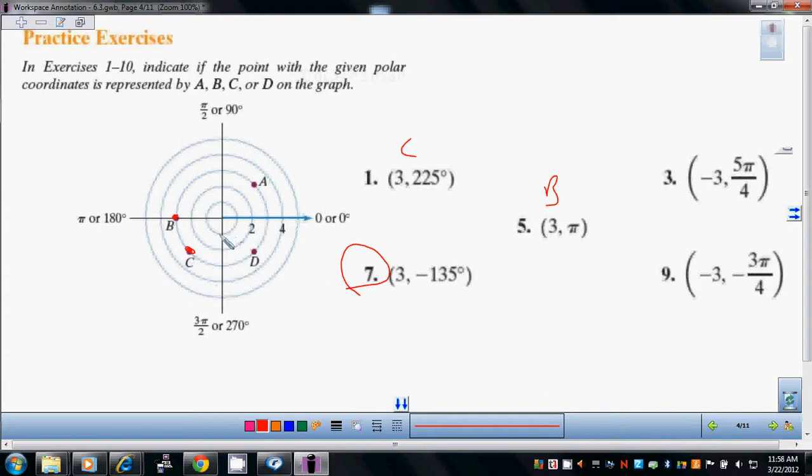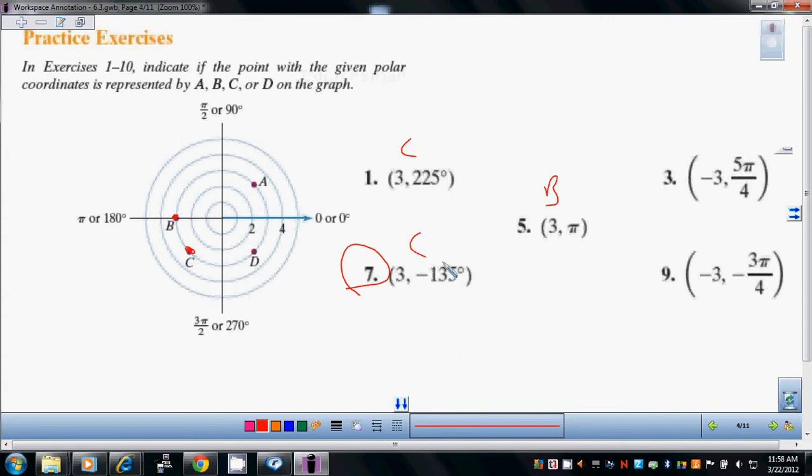So see, come out 3. Now, positive 135 is here. Exactly. Negative 135 will be directly opposite the x-axis. That's probably the easiest way to do it. A negative angle, you just go to the positive angle and flip over the x-axis. So it would be C as well.